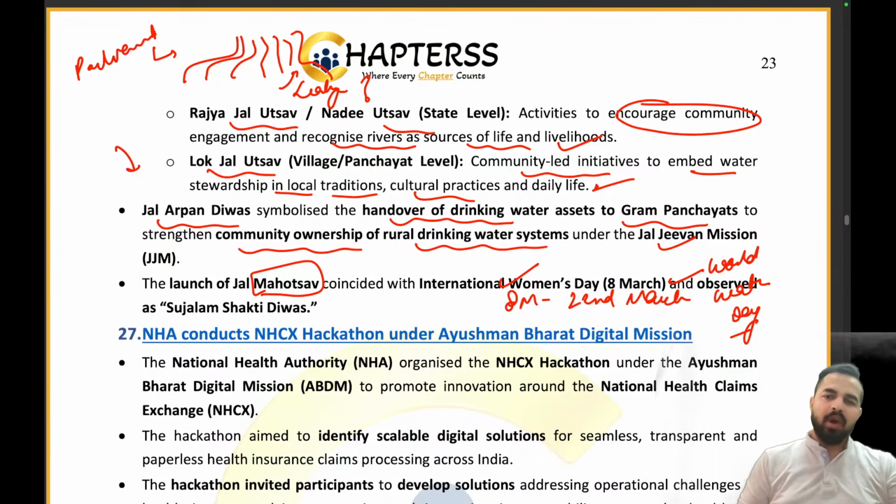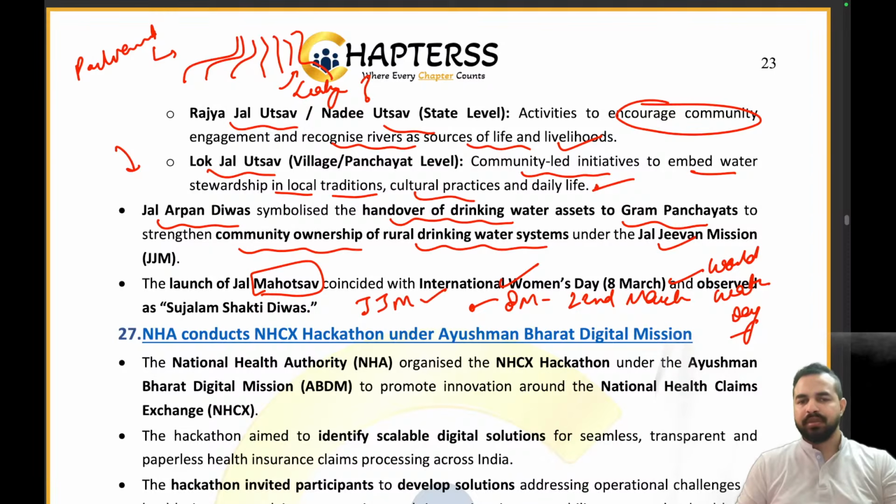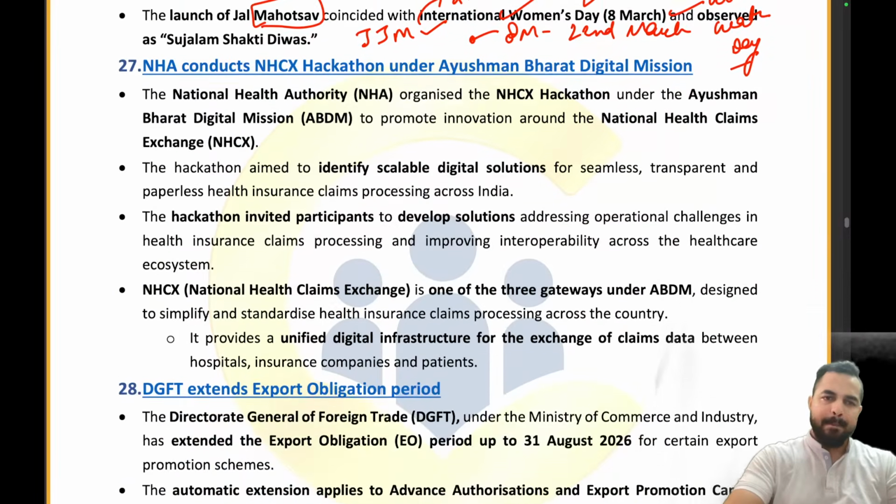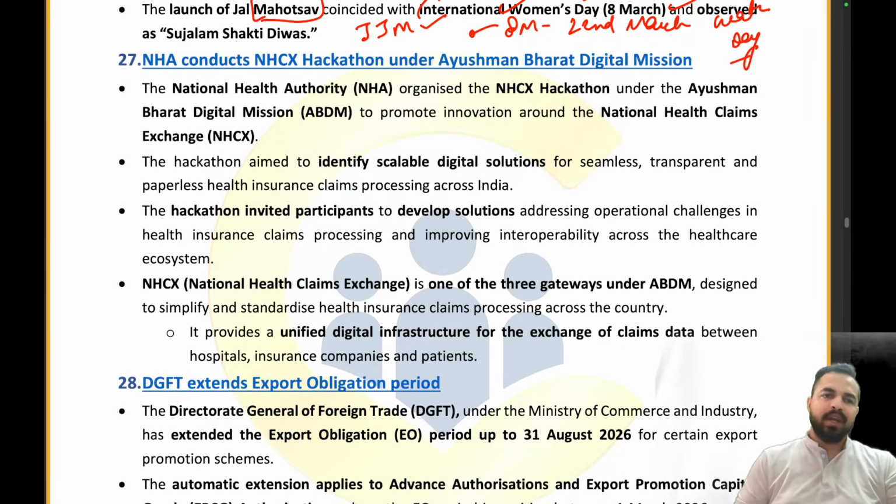Okay. So now please tell me under which scheme we are conducting this Mahotsav. Under which scheme? It is Jal Jeevan Mission. Now recently we have discussed that the Jal Jeevan Mission has been extended with the 2.0, right? Can anybody tell me what is the timeline for the Jal Jeevan Mission 2.0? So the timeline has been extended to December 2028. Absolutely right. December 2028 is the right answer. Well done. Let's move on to the next news article.